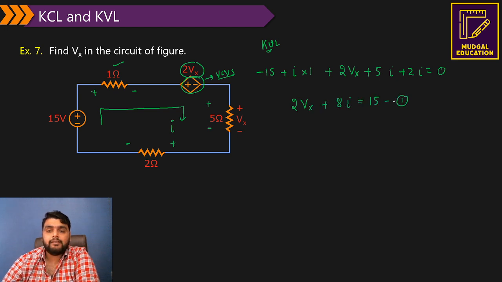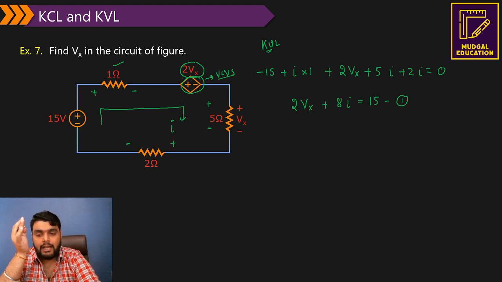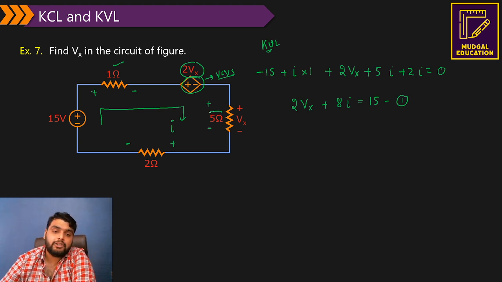But the problem here is that I have 2 variables in an equation. So when I have 2 variables, I should have 2 equations also. So from where can I get a second equation? You can see clearly here that across the 5 ohm the voltage is Vx.